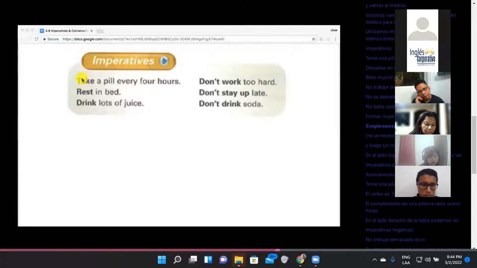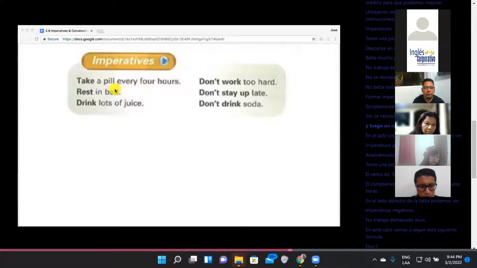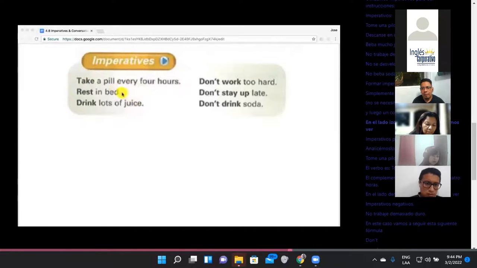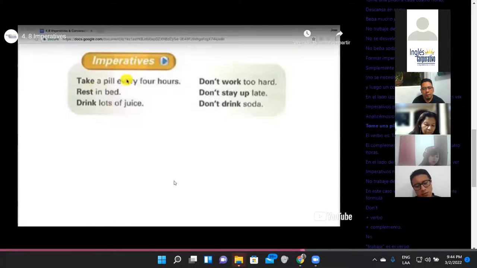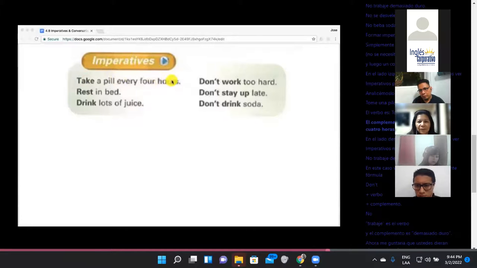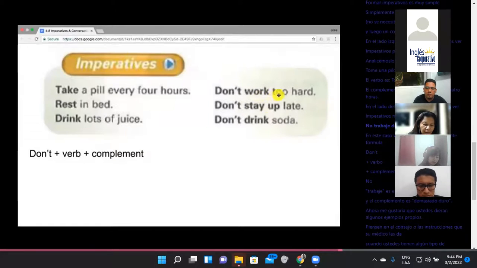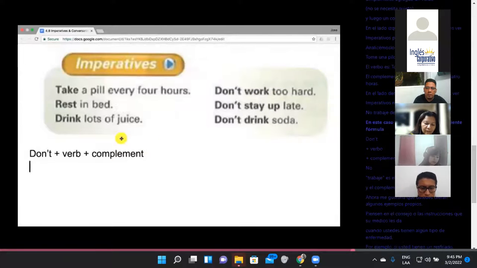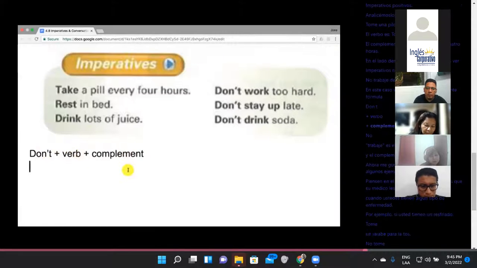To form imperatives is very simple. Just add the verb. No subject is necessary. Then a complement. On the left-hand side of the chart, we can see positive imperatives. Let's analyze them. Take a pill every 4 hours. The verb is take. The complement is a pill every 4 hours. On the right-hand side of the chart, you can see negative imperatives. Don't work too hard. In this case, we're going to follow this next formula. Don't plus verb plus complement.